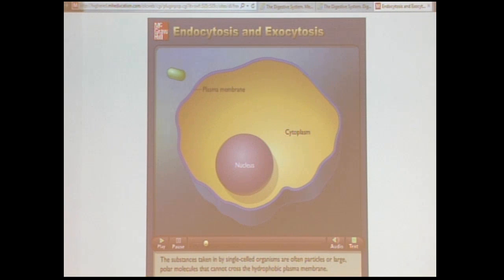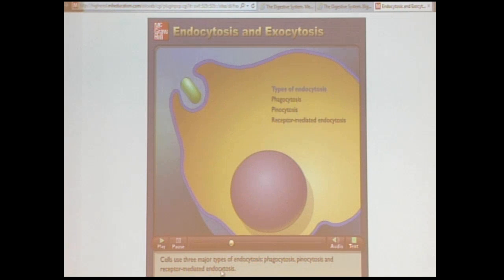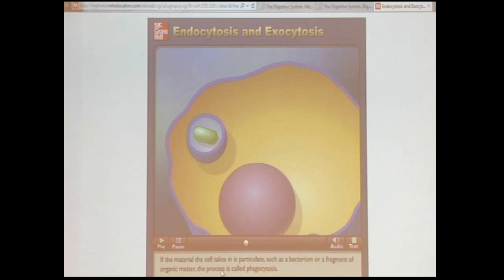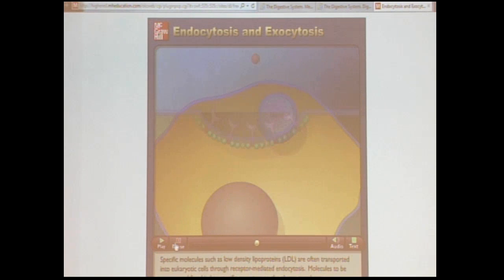Many single-cell eukaryotes employ endocytosis to ingest such food particles. In this process, the plasma membrane extends outward and surrounds the food particle. Cells use 3 major types of endocytosis: phagocytosis, pinocytosis, and receptor-mediated endocytosis. If the material the cell takes in is particulate, such as a bacterium or a fragment of organic matter, the process is called phagocytosis. If the material the cell takes in is liquid, it is called pinocytosis.